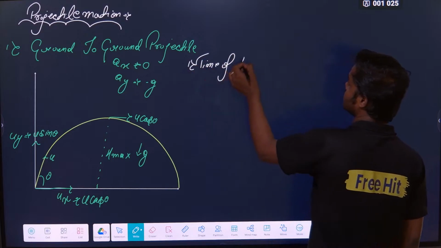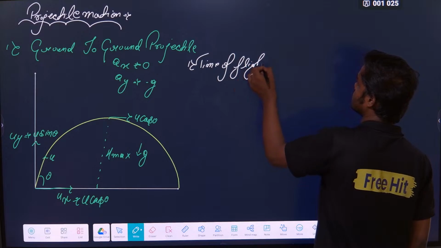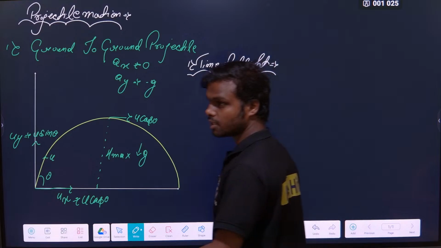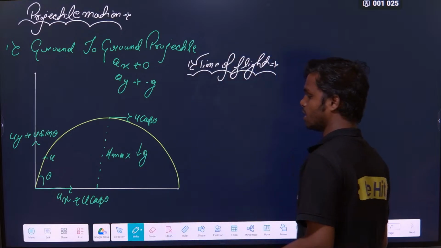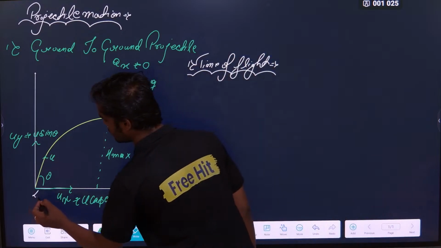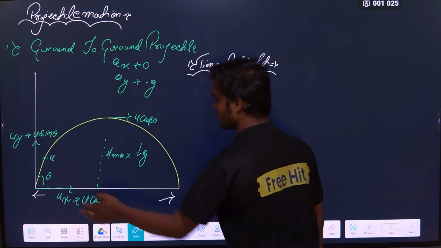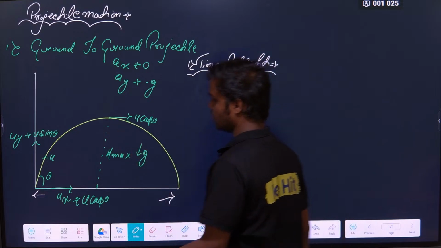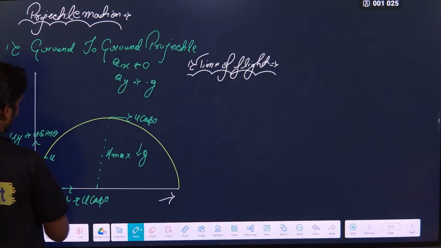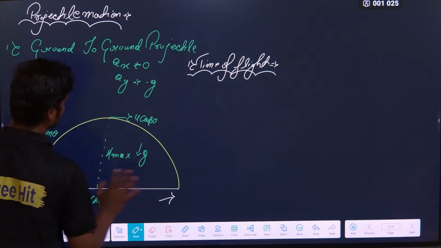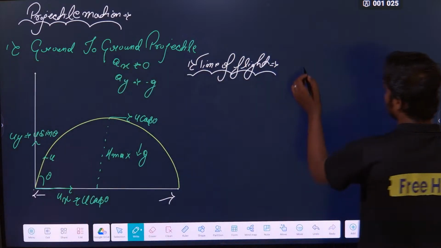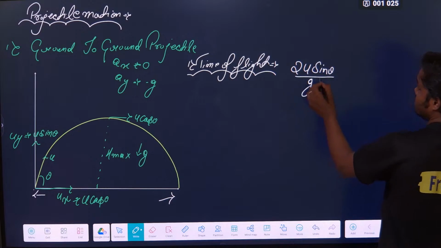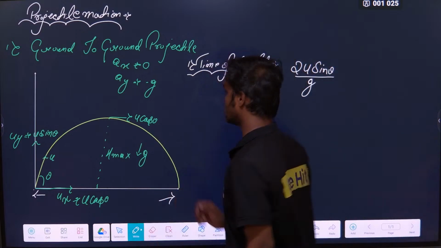First is time of flight. Time of flight is basically the time taken from here to here, for this whole distance. The time taken from here to here is the same as the time taken from here to here. If you calculate that, it comes out to be 2u sin theta by g. That is the time of flight, the first calculation.